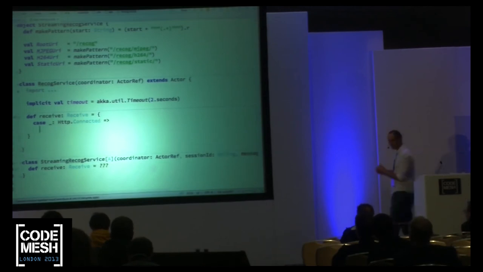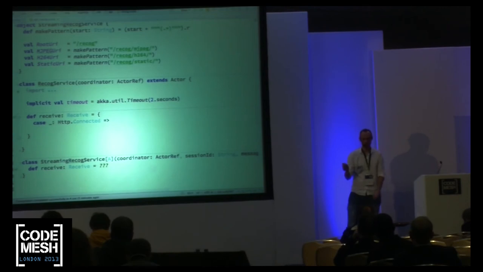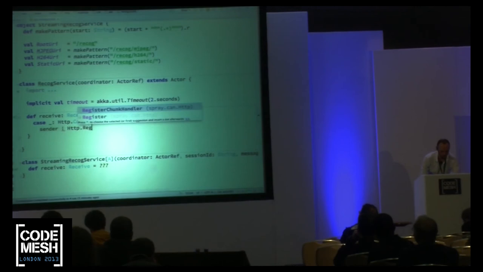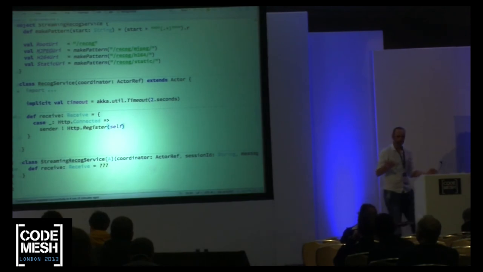So what are we going to do? Now that we have an incoming connection, we need to register someone who's going to be responsible for handling all other communication with that client. In this case, what we're going to use is a singleton handler. In other words, we will register ourselves to handle the messages from every client. Okay, how about that? We reply to the sender with Http.RegisterSelf. And now any client that connects will first go here. We then register ourselves, that's the self, and so we promise now to handle all other messages that are coming from that client.